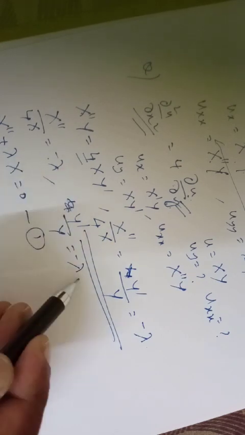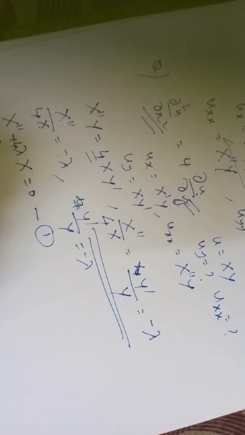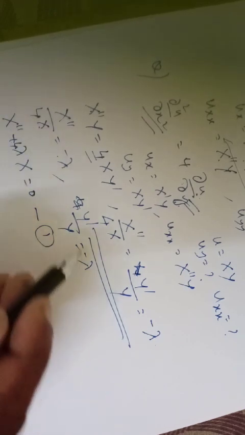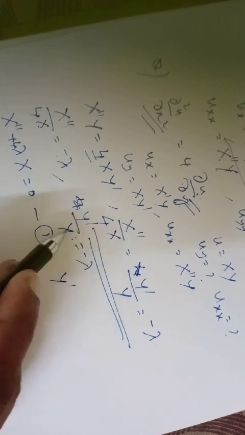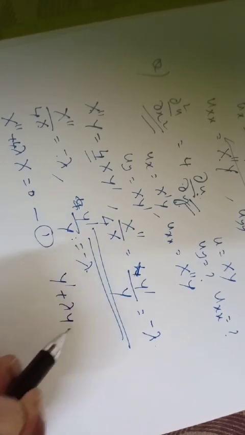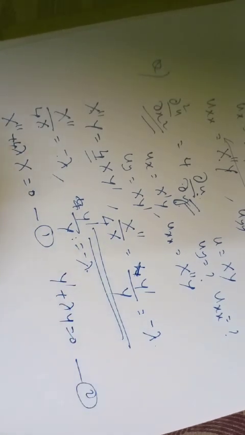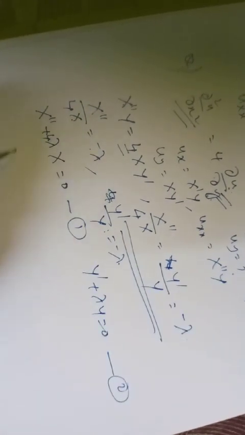Okay, you can take 4x equal to minus lambda, and y dash over y is equal to minus lambda. From this we are getting x double dash plus 4 lambda x equal to 0, equation 1. From here we are getting y dash plus lambda y equal to 0, equation 2. Okay, 2 equations.